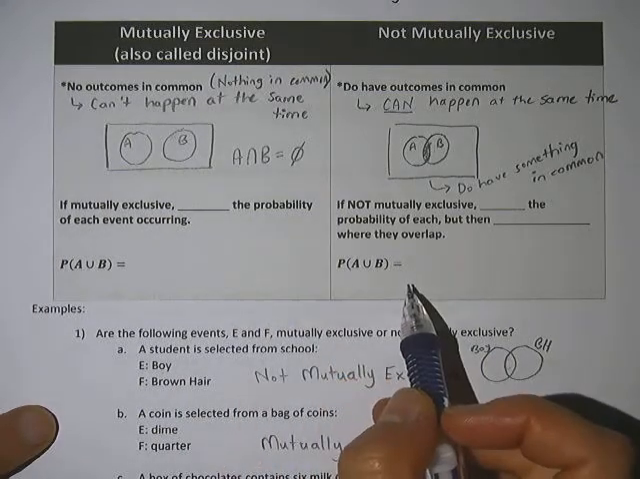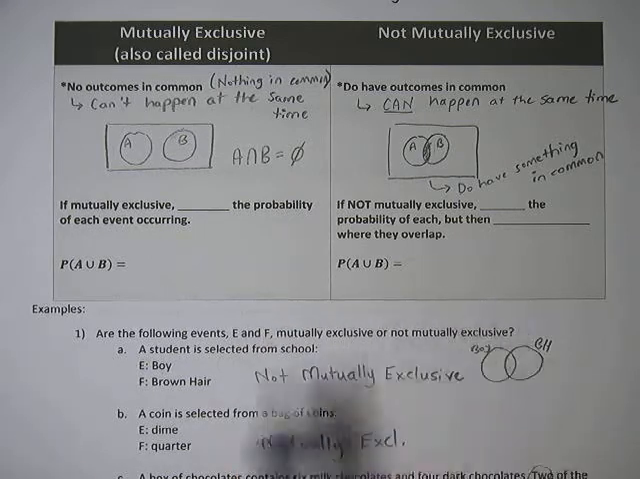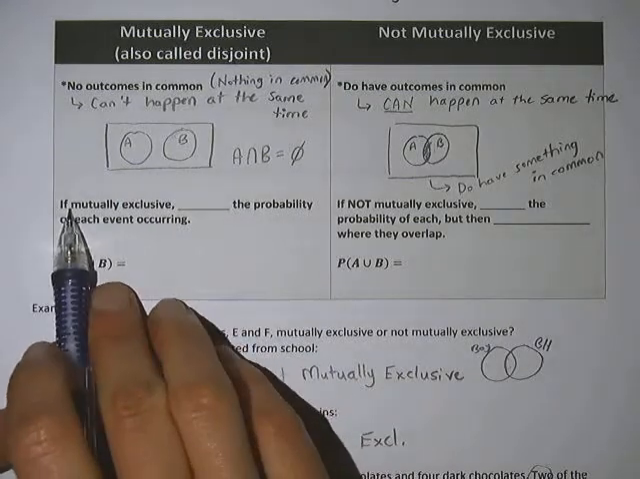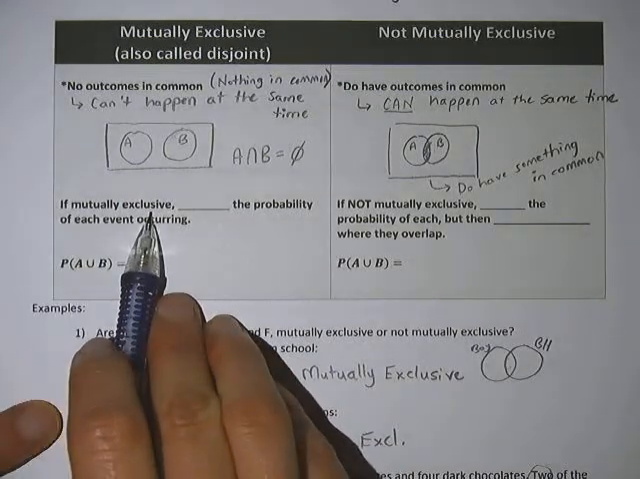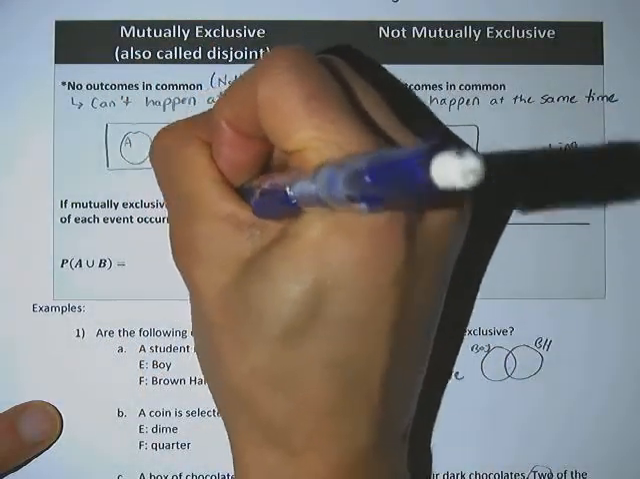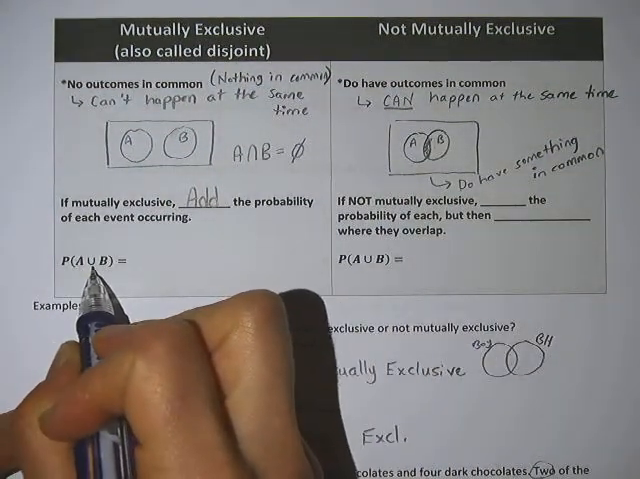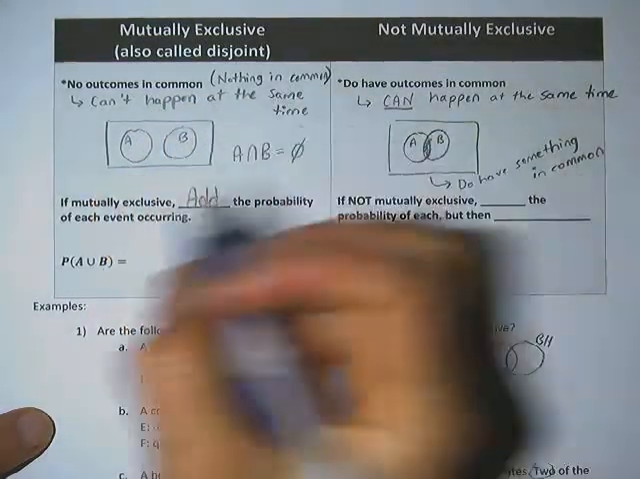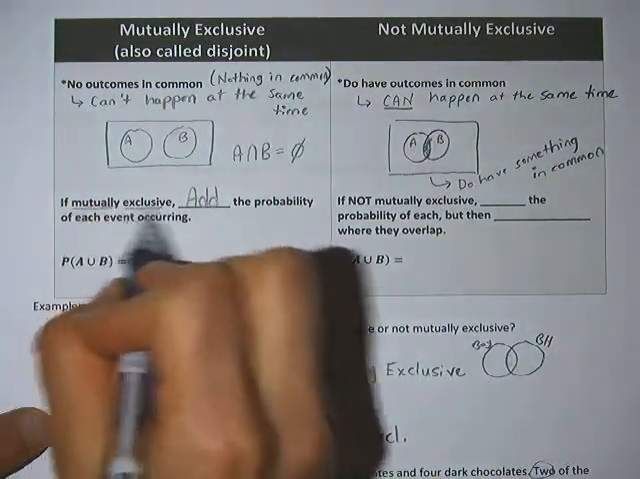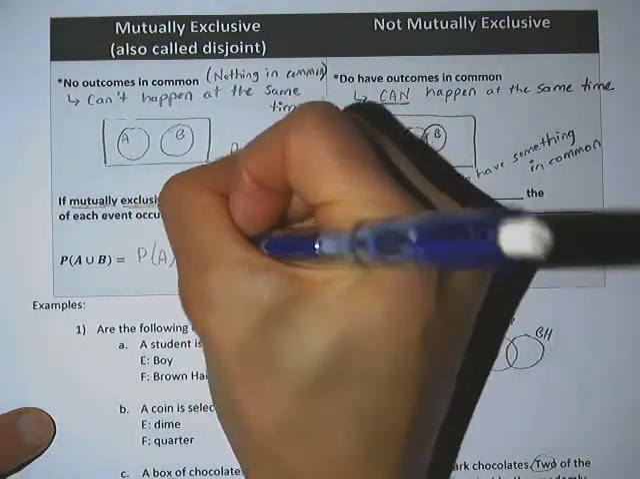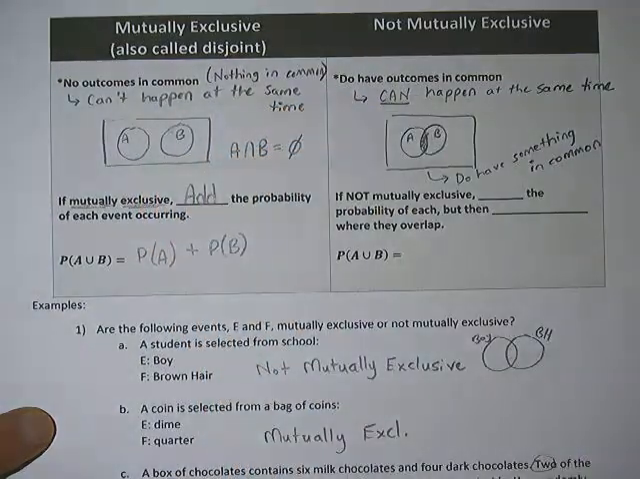There's just one minor difference, and really you can think of it as one kind of equation, and with one of these you have to do something extra, all right? So if the two things are mutually exclusive, then to find the probability, what you have to do is add the probability of each event occurring. So if you're finding the probability of A or B happening, and it was mutually exclusive, meaning they didn't have anything in common, then all you have to do is find the probability of one event happening plus the probability that the other event happens.